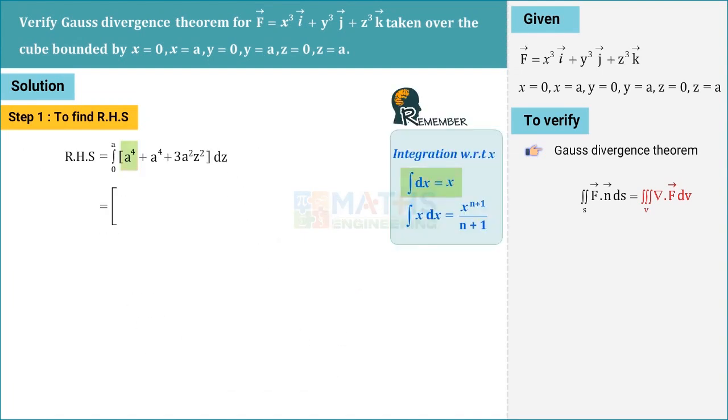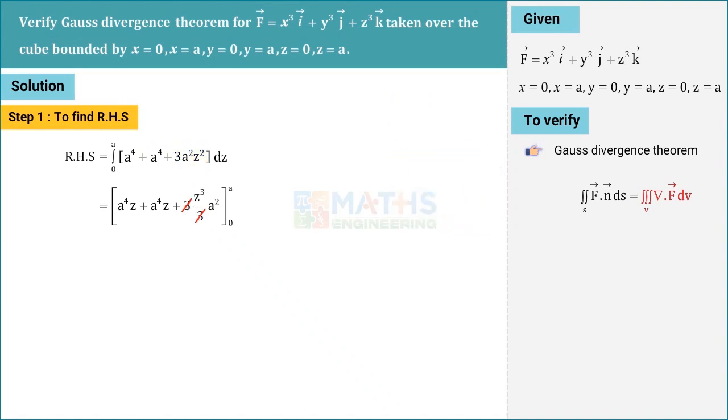Now we are going to integrate this with respect to z. a power 4 is a constant. So when integrating dz we get z. Plus again in the second term a power 4 is constant. Integration of dz is z. Plus 3a square constant term. Integration of z square is z cube by 3. We are replacing the upper limit a in the place of z minus lower limit 0 in the place of z. We eliminate this one. We get 3a power 5. So the right hand side value is 3a power 5.